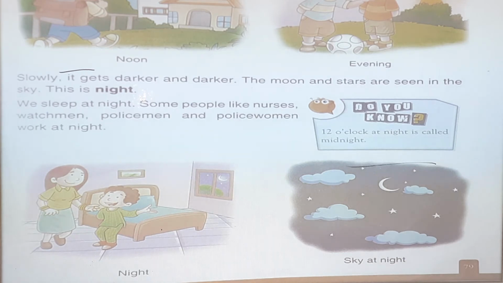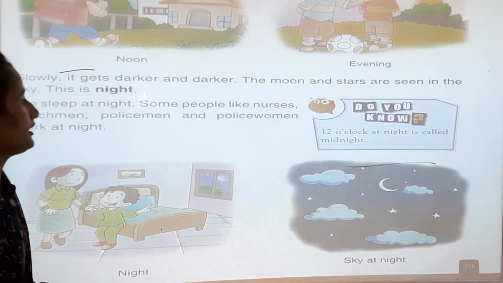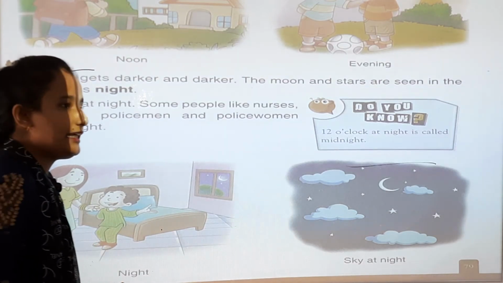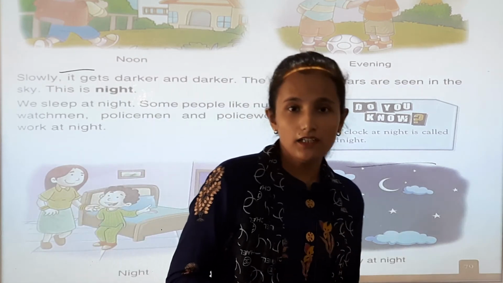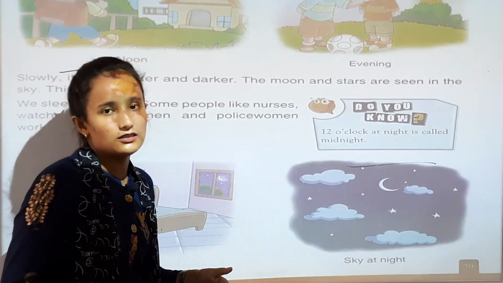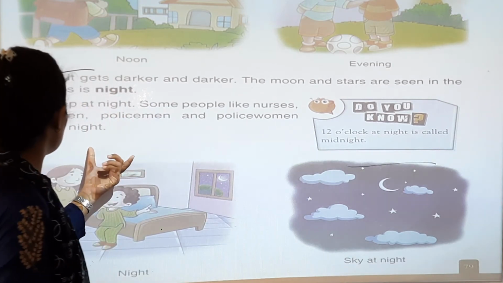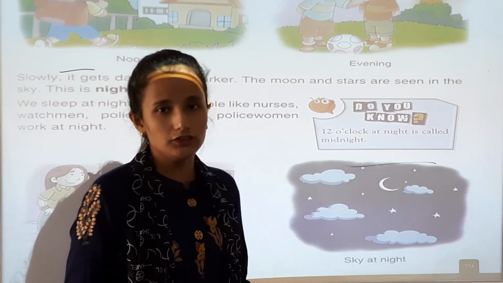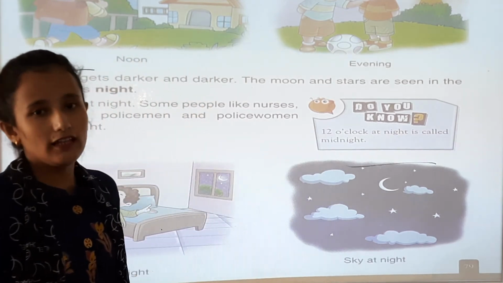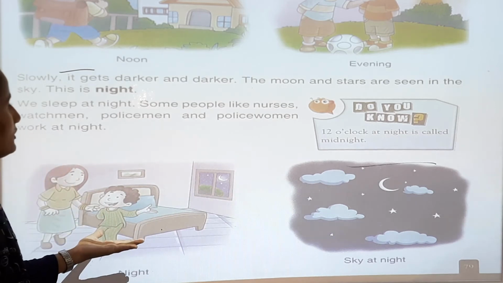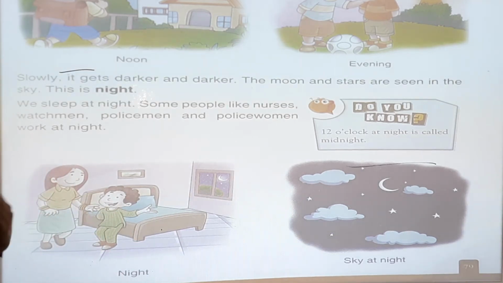We sleep at night. Some people like nurse, watchman, policeman and policewoman work at night. So we sleep at night, but workers like nurses, policemen, policewomen and watchmen don't sleep at night because they have a duty, right? We don't have work, but they have their own work to do. So they don't sleep at night.